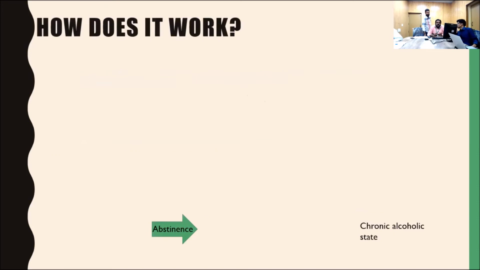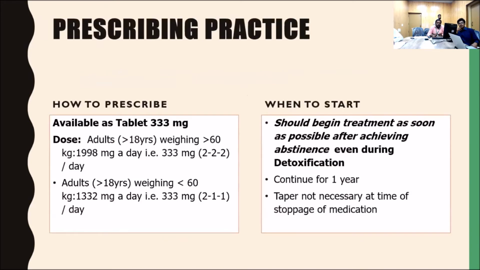Acamprosate is a glutamatergic receptor antagonist. The dosage in people weighing more than 60 kilograms is 666 mg, and the tablet formulation is 333 mg.